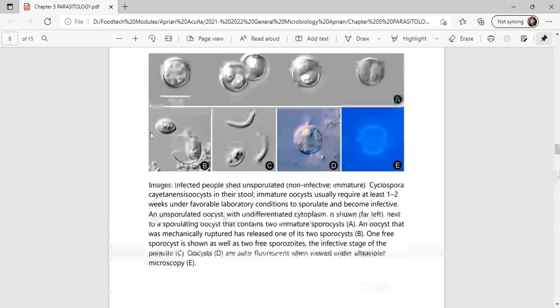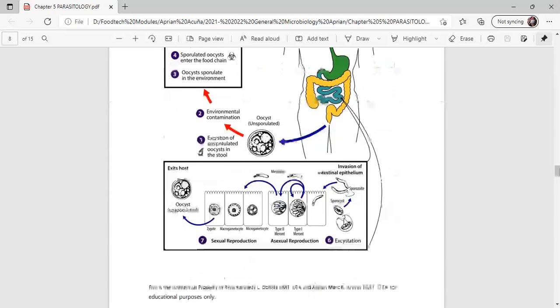So, number 6 is excystation. Excystation, where the sporozoites come out. Okay? Your sporozoites will invade your intestinal epithelium or lining. Then you have type 1 merozoites, where it is replicating itself. Then you have your type 2 merozoites, either sexual or asexual.